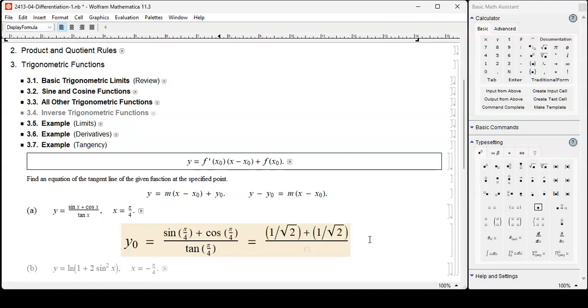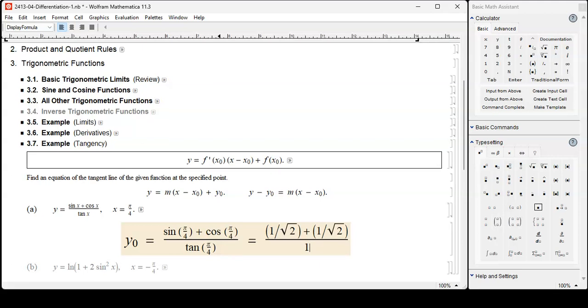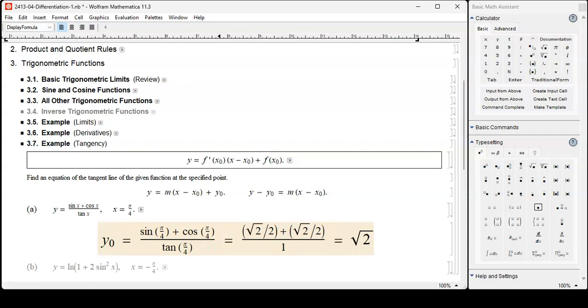And then tangent of pi over 4. Tangent is sine over cosine, and they're the same, so tangent is just 1. If you rationalize, you're going to see that this is square root of 2 over 2. Yeah, okay, that looks better. We have just square root of 2.